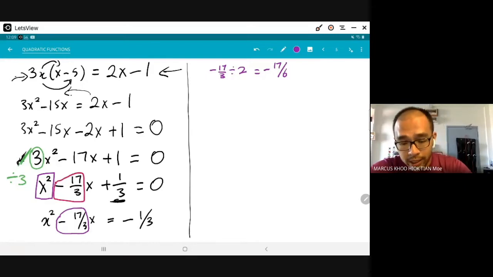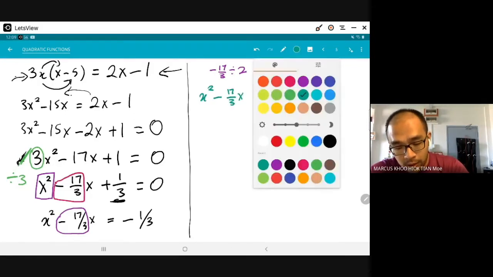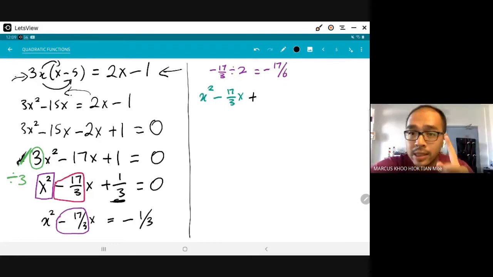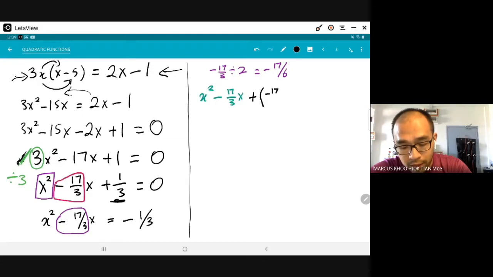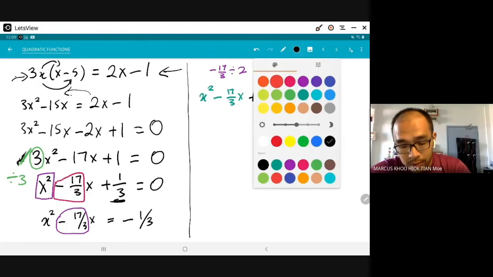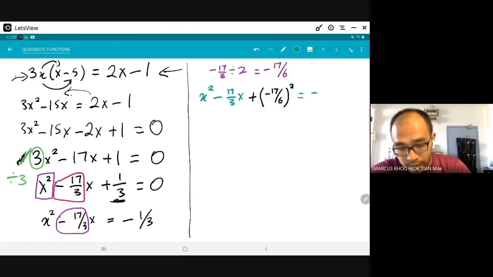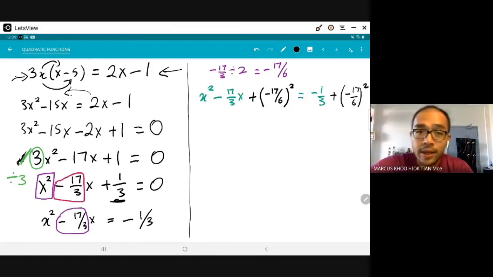So what I will get is, okay, kalau saya masuk 17 over 6 kan, saya akan dapat x squared minus 17 over 3x. Okay, plus, ini mesti sentiasa sama, plus. Okay, plus, baru kurungan negative 17 over 6 squared. Okay, then lepas itu terus sambung. Negative 1 over 3, then kita letak benda yang sama, plus negative 17 over 6 squared.